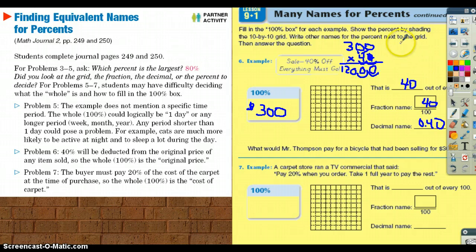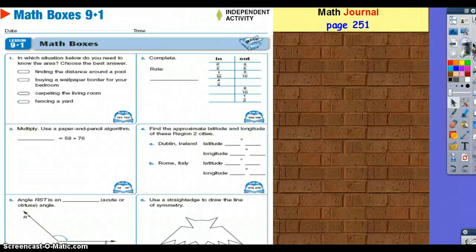Now to see how much we actually paid for that bicycle, I have to take the $300 and subtract that discount amount of $120, which should make you come up with $180. Now these are a little trickier, so you might have to listen to my directions, stop it and pause it to make sure you get the right direction and the right answer. Next you'll go into math boxes.